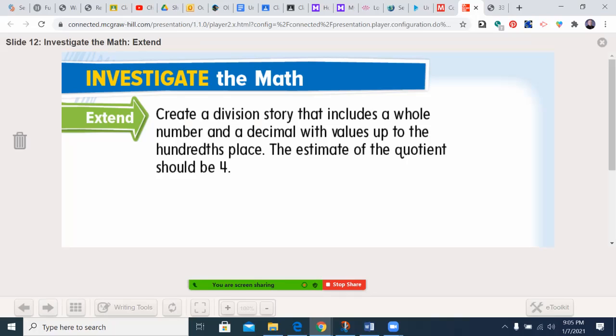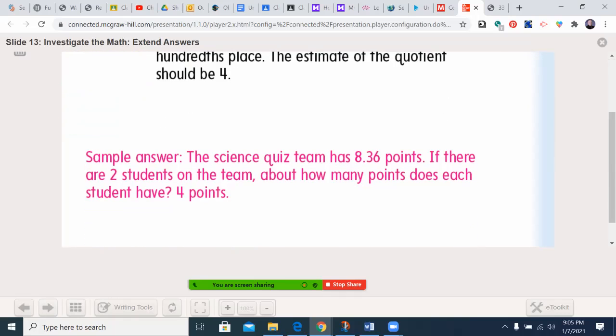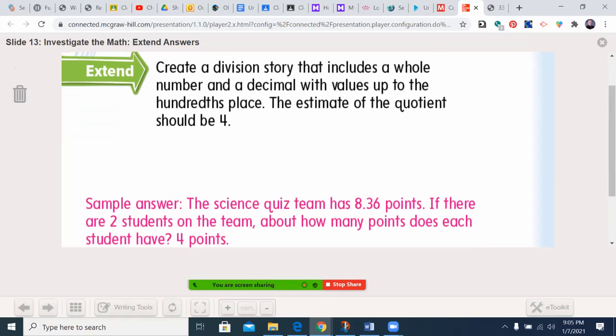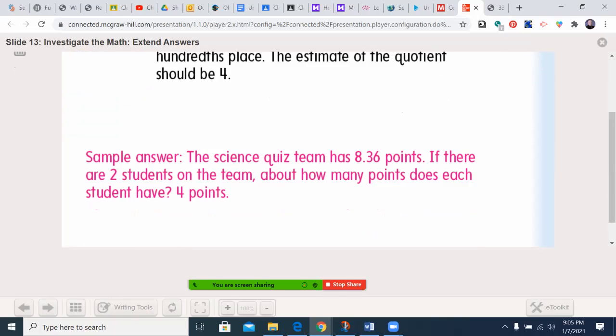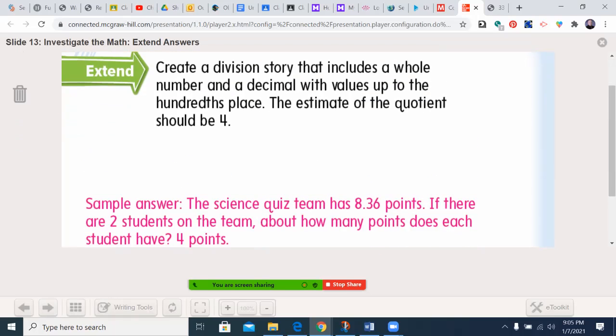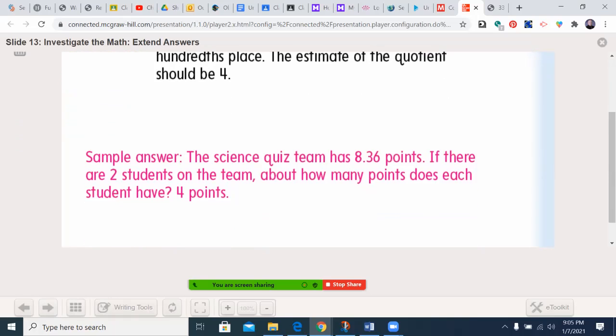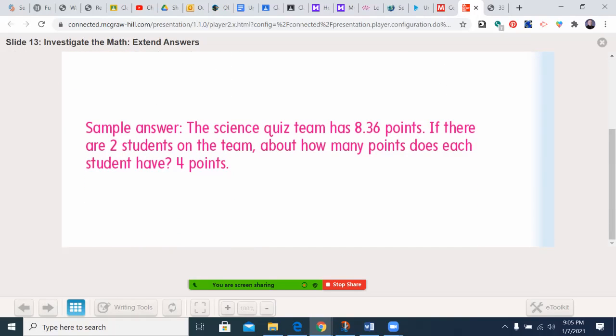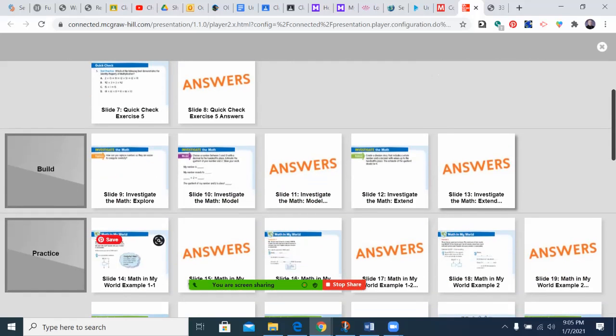Next one, create a division story that includes a whole number and a decimal with values up to the hundredths place. The estimate of the quotient should be 4. Give an example. Science quiz team has 8.36 points. There are 2 students on the team. About how many points does each student have? And the answer is 4 points. So this one you kind of work backwards. Start with something that's going to be around 4. And then you divide, and you add the decimal in there. It works pretty well. So let's get into page 429.